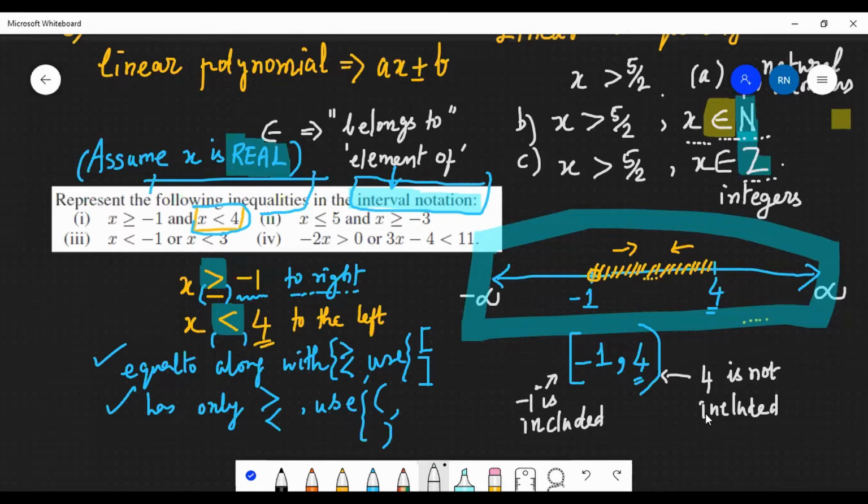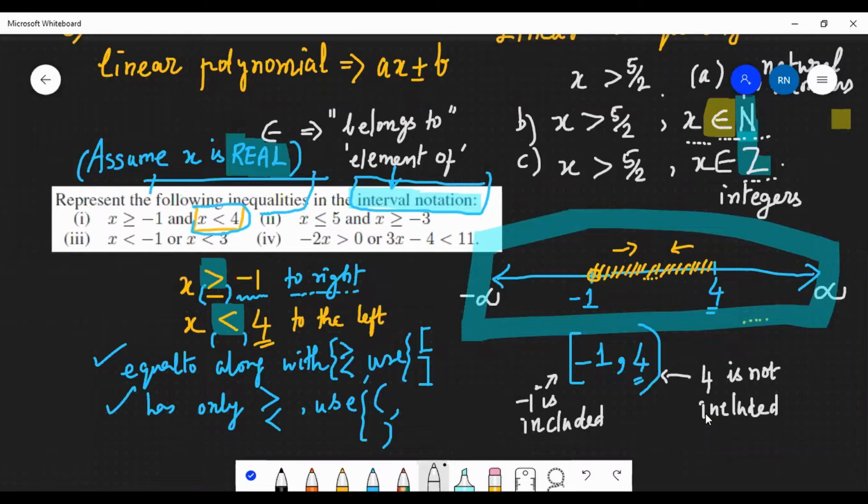I can wait a few seconds for you to take down number 1 and number 2. If there is any doubt, you can tell me. We have solved subdivision 1. The task given is, they have given you inequalities and they ask you to write the answer. How to determine whether the endpoints are included or not included? Yes, I'll explain.